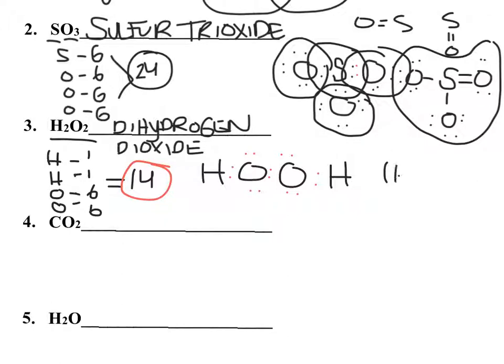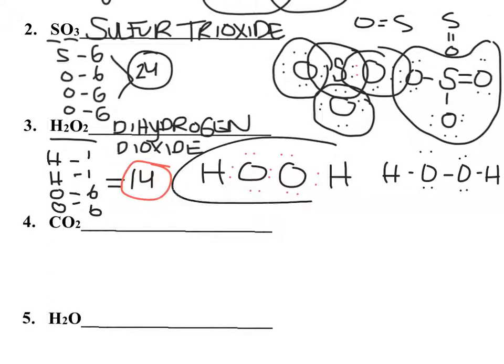So if I wanted to write that with the dashes instead of the dots, you can write it either way. I would write out my Lewis dot diagram like that for the single bonds. Either one of these is totally acceptable for an answer, though. All right, that one was nice, pretty straightforward. Let's look at number 4.